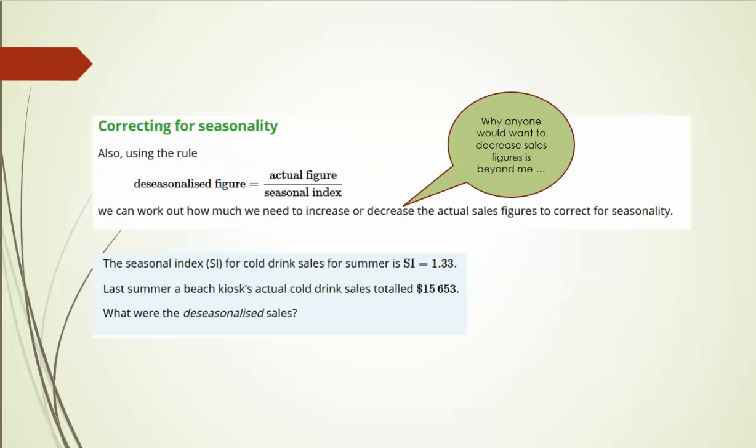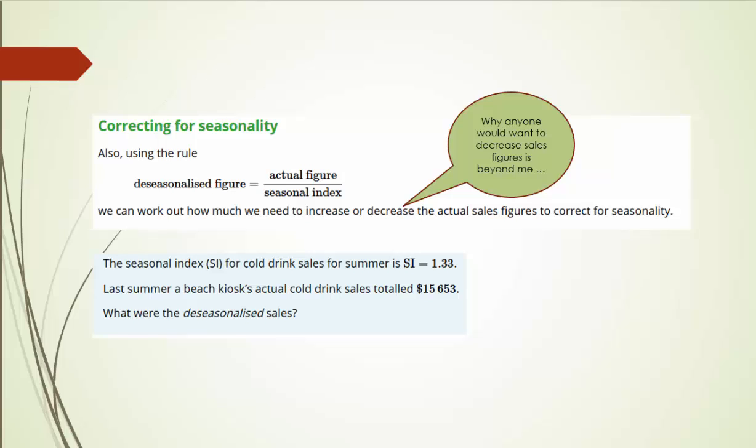Now, we don't need a whole table to do work. We might just be given a table of seasonal indices and some data and asked to calculate a particular deseasonalized sales number. And so anytime you need to do that, just divide the actual figure by the seasonal index. I've put a wry comment on there. We can work out how much we need to increase or decrease the actual sales figures to correct for seasonality. Why anybody would want to decrease sales is beyond me.